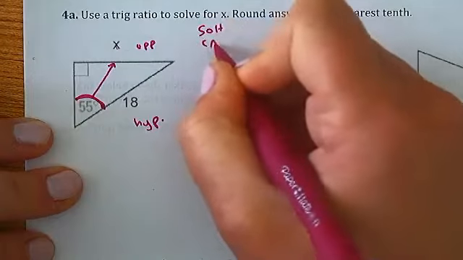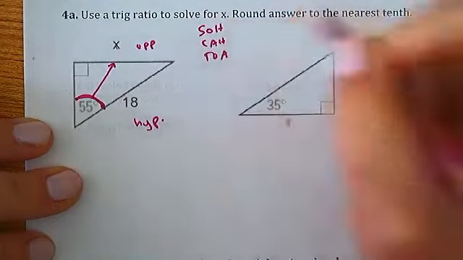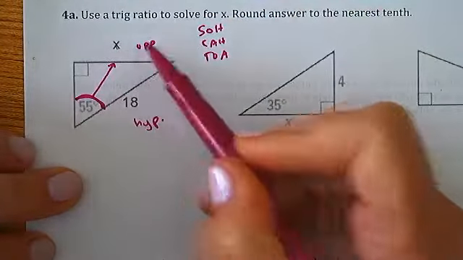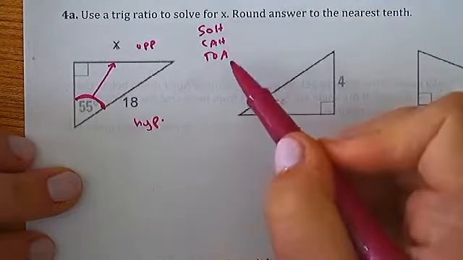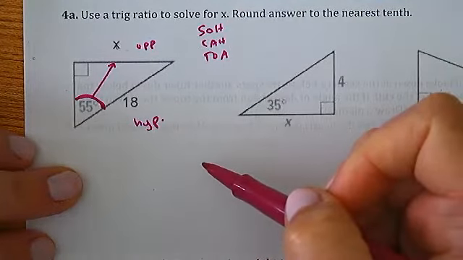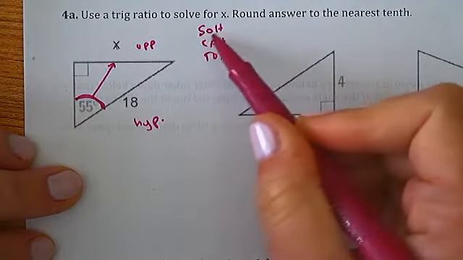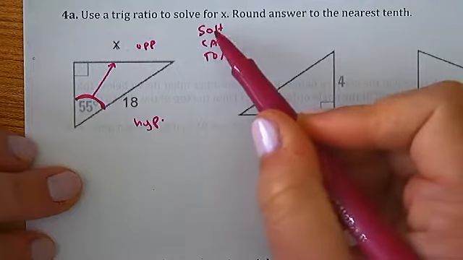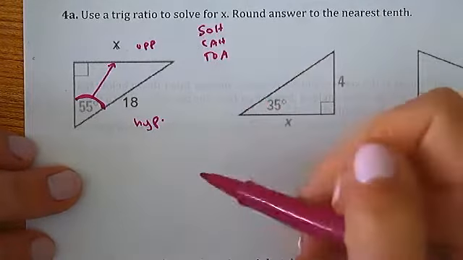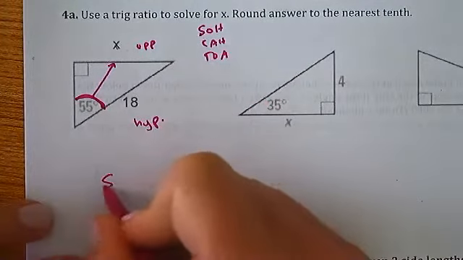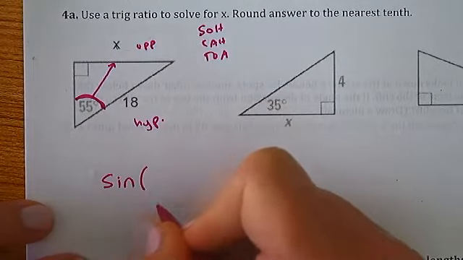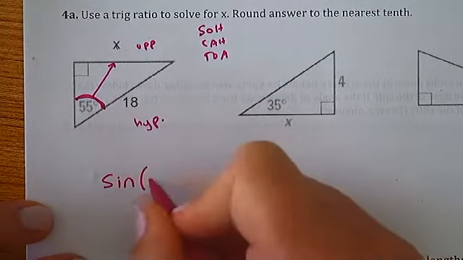So in this picture, if I have the opposite and the hypotenuse, which trig do you think we should use? Sine, because it has opposite and hypotenuse. It's the only one with opposite and hypotenuse. So that's why we're going to pick sine instead of cosine or tan. And we're going to take sine always of the angle, which in this case is 55.